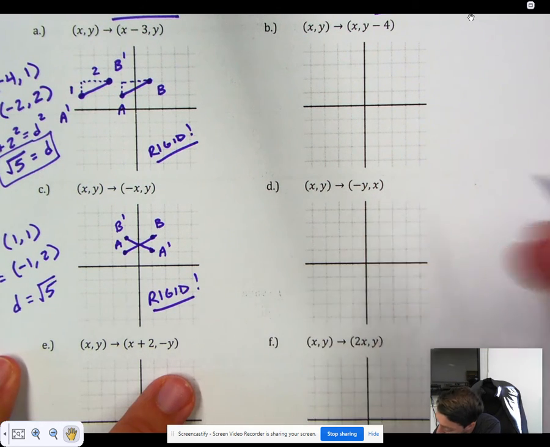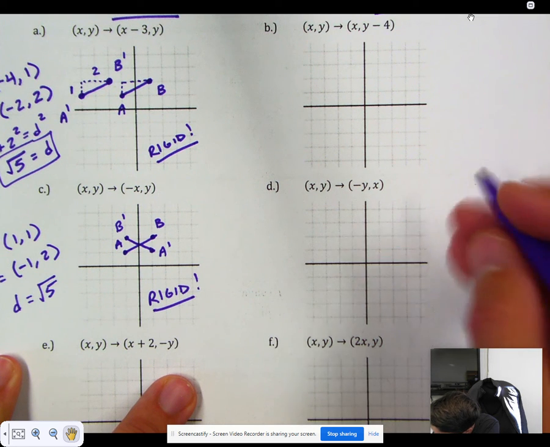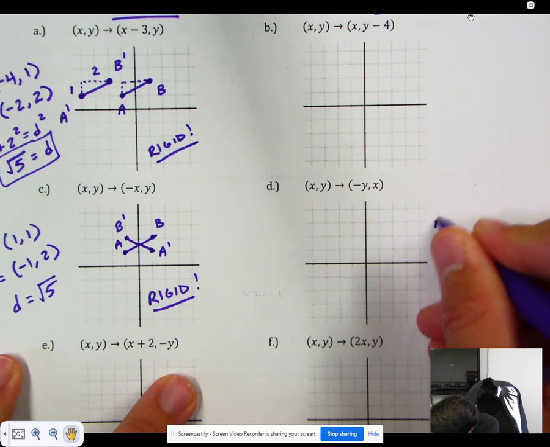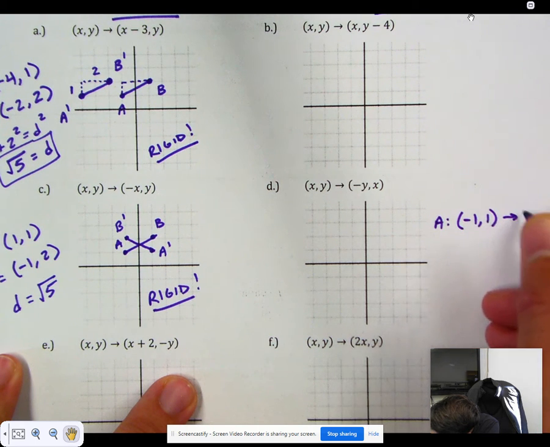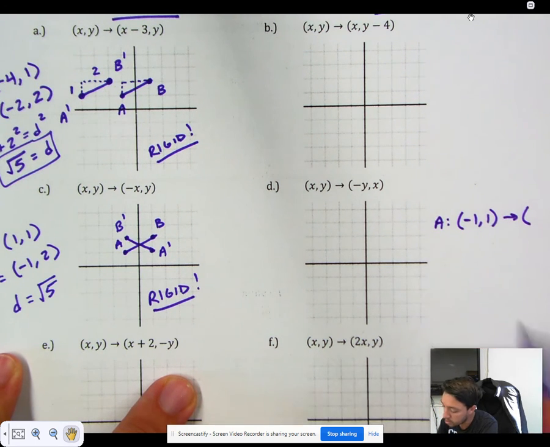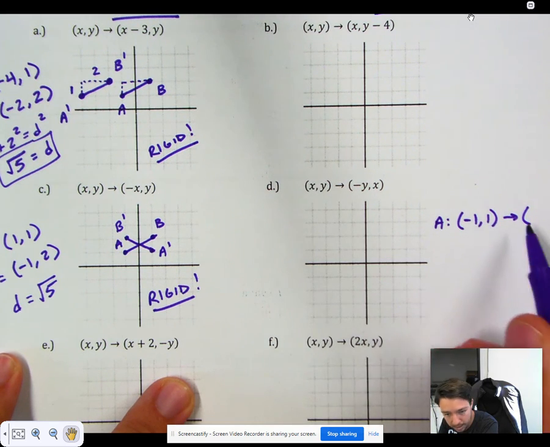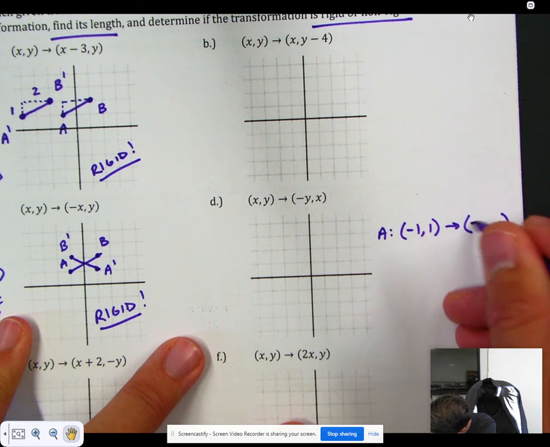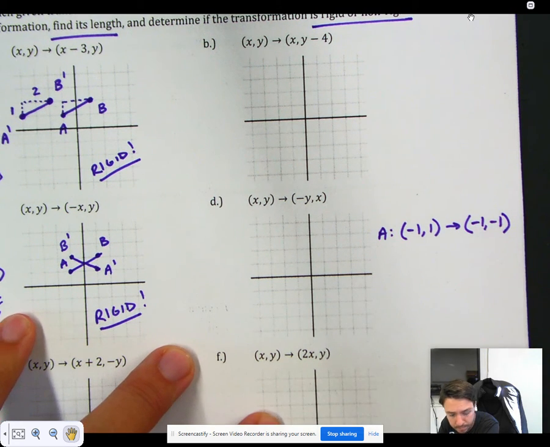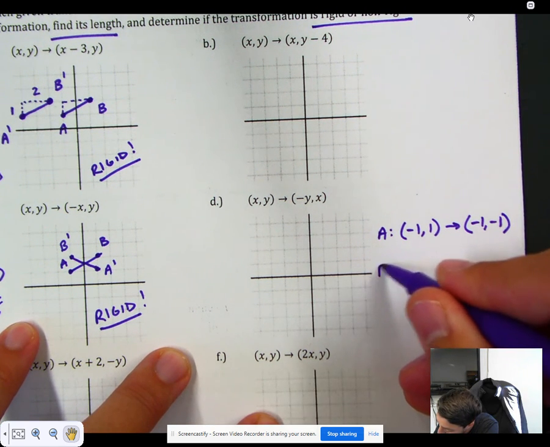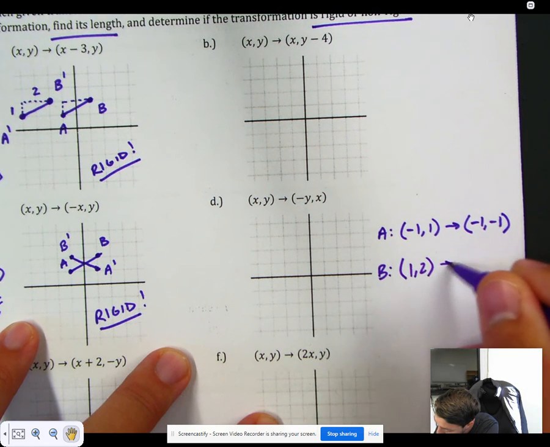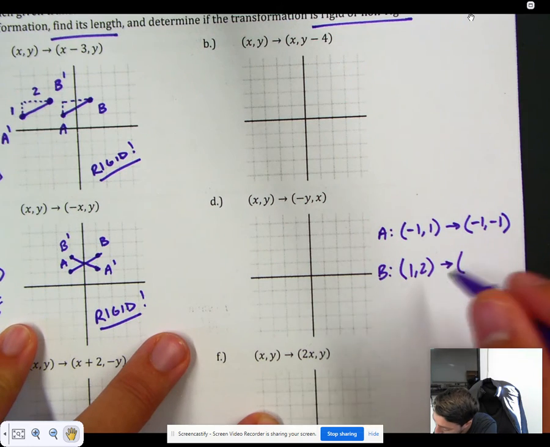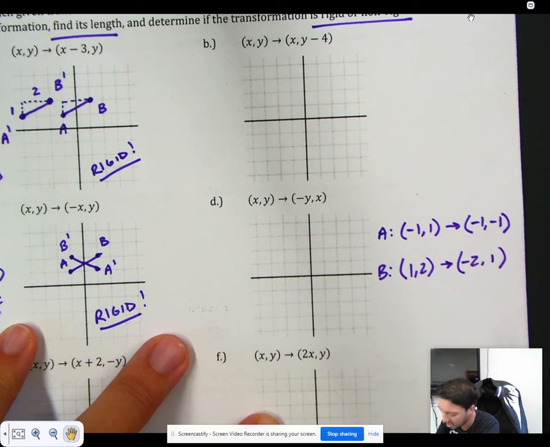So let's actually draw. For point A, it used to be negative 1, 1. And so swap them, but also make that original y value opposite. So it would now be negative 1, negative 1. How about B? B used to be at 1, 2, and now it's going to be at negative 2, 1. So let's look at what happens there.